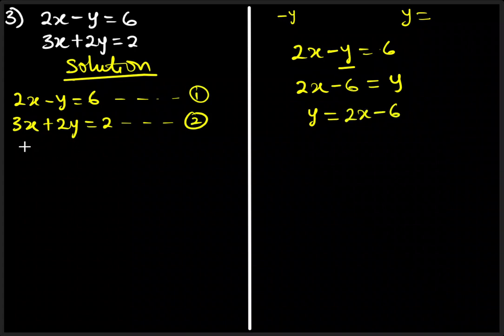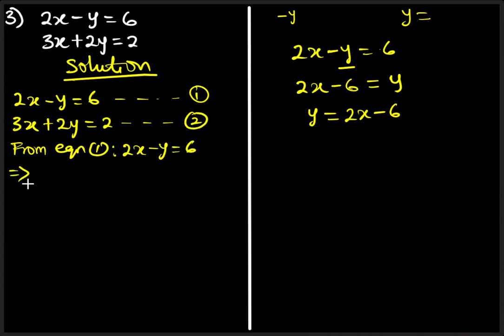All right, so we can now say from equation 1, what's equation 1? Equation 1 says 2x minus y equal to 6. This implies that y is equal to 2x minus 6. Remember, I've carefully explained that here. So let's see what that would give to us.